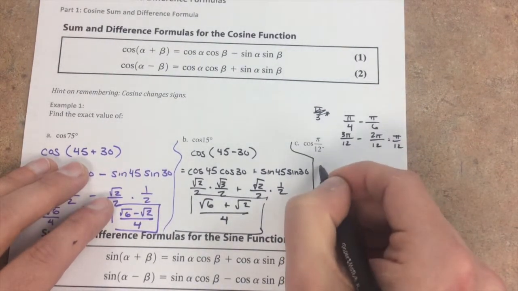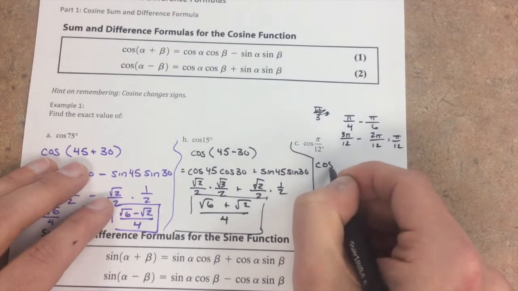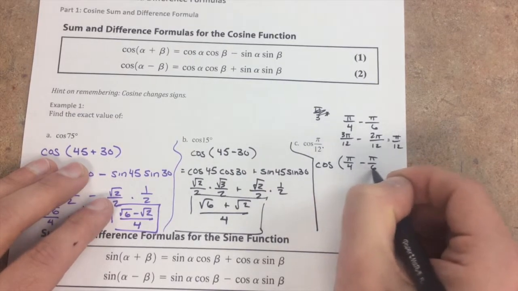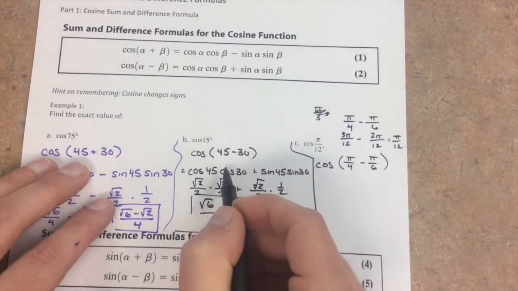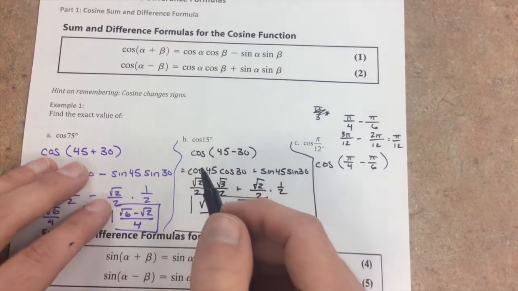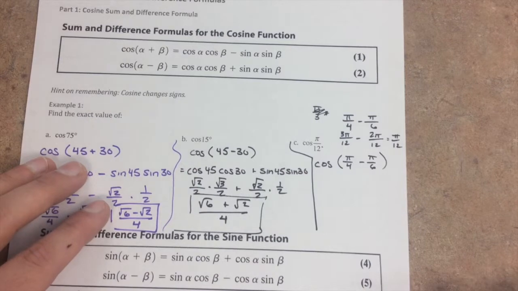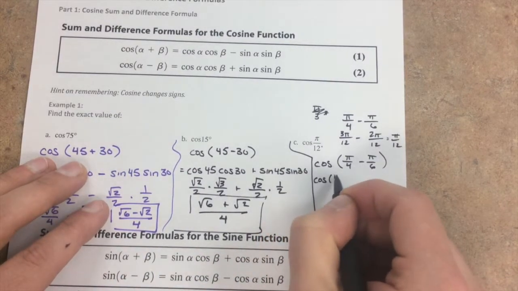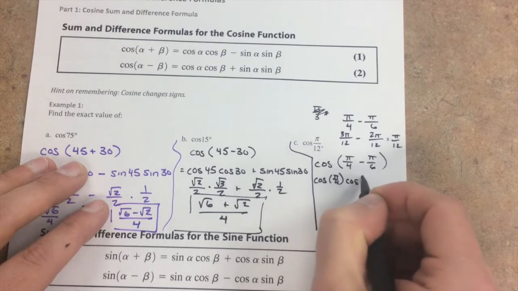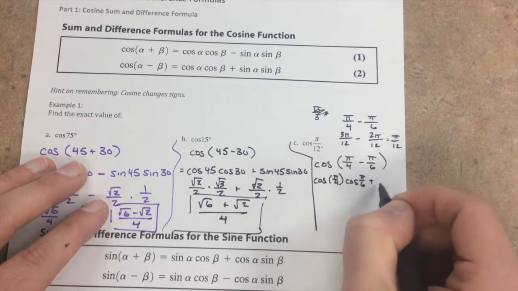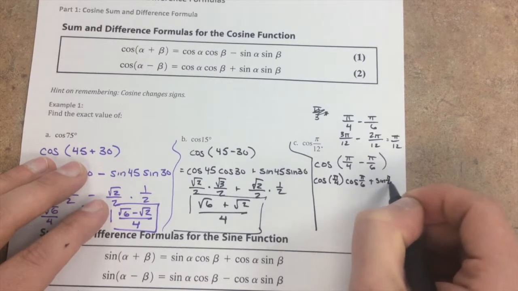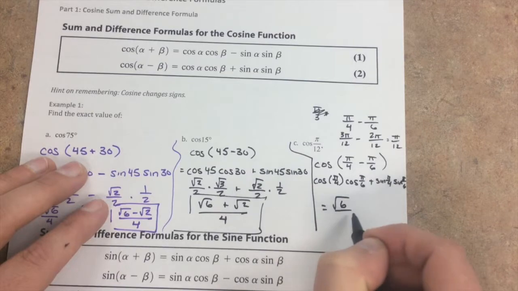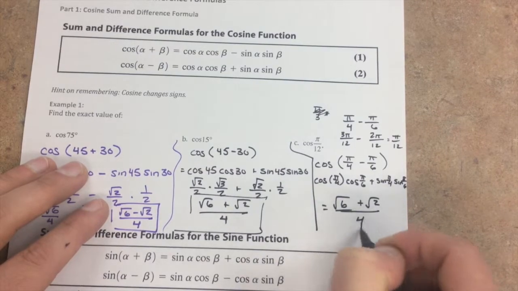So the cosine of pi over 12 is the same thing as the cosine of pi over 4 minus pi over 6. Now if you're saying, well, that's just the exact same formula that we did for the cosine of 15 degrees, you are absolutely right. We can easily do either one of these. So cosine pi over 4, cosine pi over 6, plus sine pi over 4, sine pi over 6, which again will give us root 6 plus root 2 all over 4.